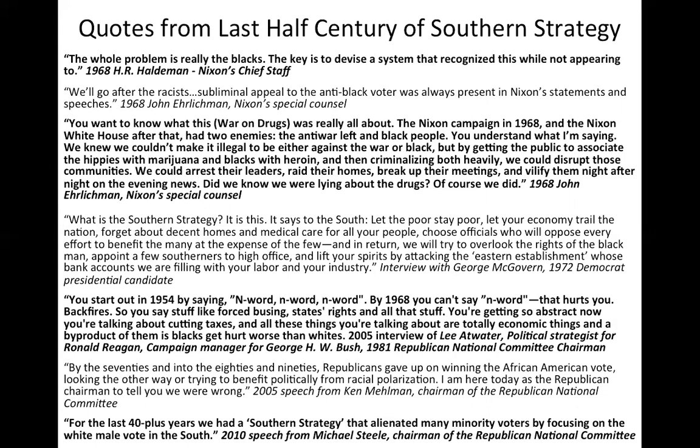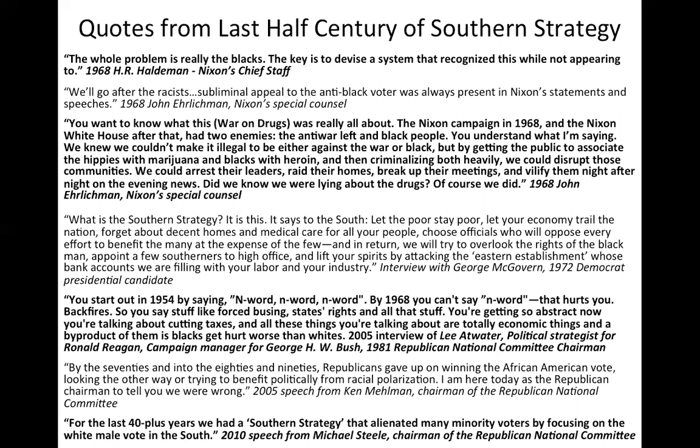We could arrest their leaders, raid their homes, break up their meetings, vilify them night after night on the evening news. Did we know we were lying about the drugs? Of course we did. There really wasn't a huge drug issue at the time. What there was, was a huge civil rights movement that was peaceful and nonviolent. So the war on drugs was an extension of this law and order approach, a way they could criminalize a lot of these black civil rights leaders.